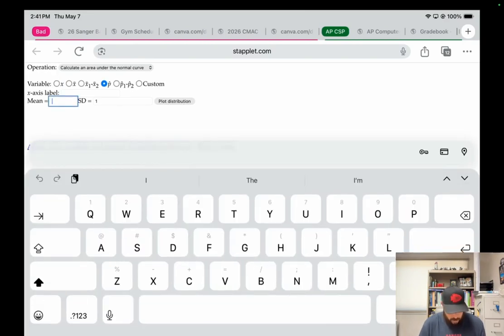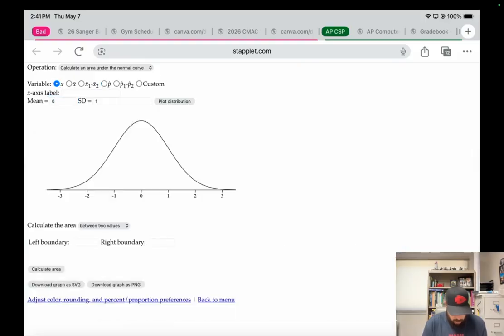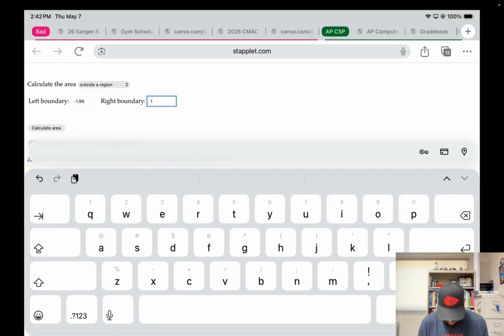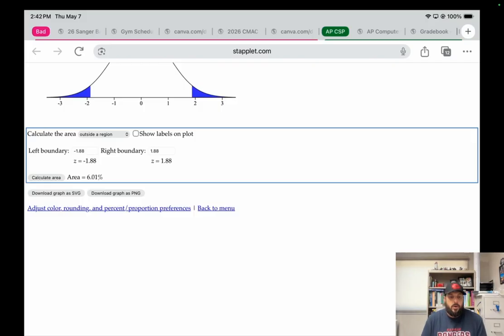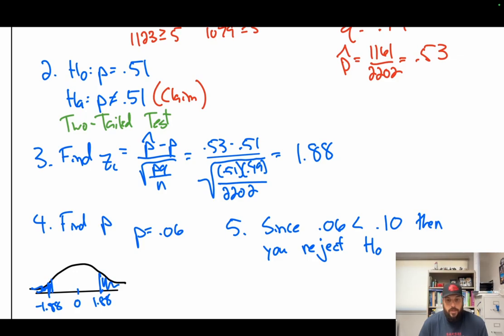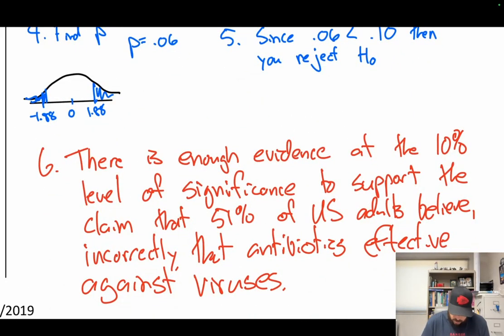So going there, our mean is going to be 0. Plot our distribution. We want outside of a region, and so we are at negative 1.88, and our right boundary is a positive 1.88. We calculate, that gives us 0.06, which is what we have there for p. And then since our 0.06 is less than our significance level of 10% or 0.10, then you reject the null hypothesis. Which then brings us to the summary of all of this.